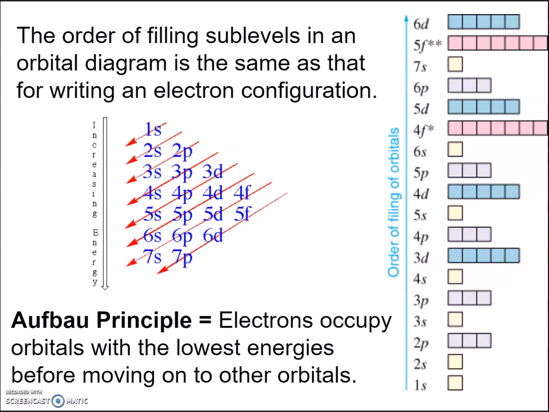The idea that you fill the sublevels from lowest energy to highest energy is called the Aufbau principle. Electrons occupy orbitals with the lowest energies before moving on to other orbitals, and they always go in order. Basically, that's just restating the concept of ground state configuration. We never presume that an electron is excited.